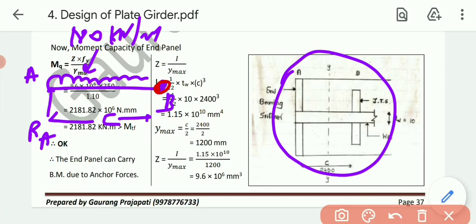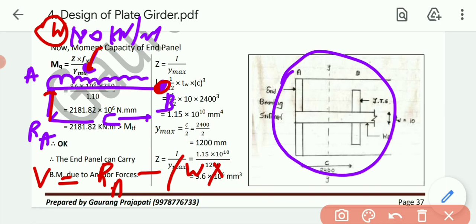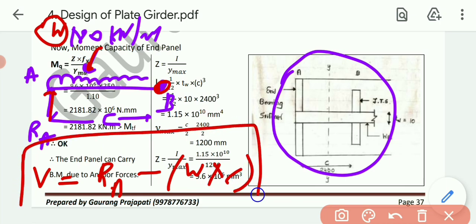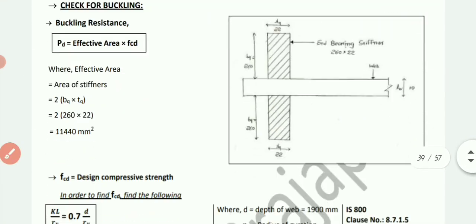For that, the simple criteria of shear force: upward plus and downward minus. RA is upward, so V equals RA, and UDL is acting in the downward direction. UDL is W, spacing is C, so minus W into C. We have all the values of this one: RA from step number 2, W from step number 1, and spacing from step number 7. So let's calculate V for that one.